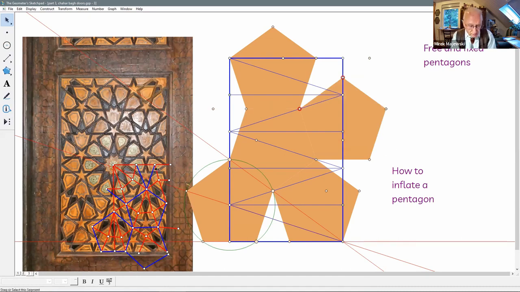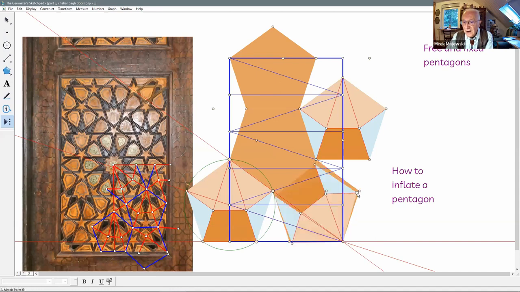So, okay, let's keep it. Now, what about this one? Here, this pentagon, I can do it only this way. There's no other way of doing this. Now, with this one, I can do it like this.